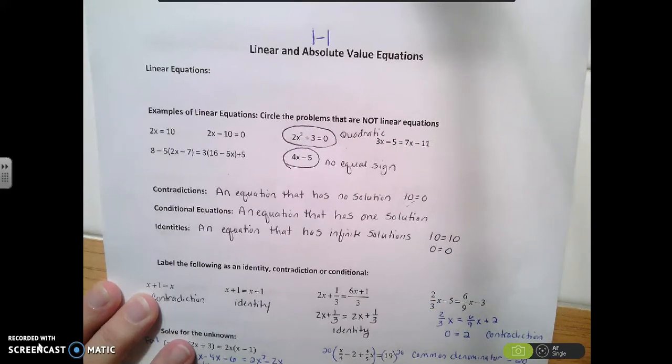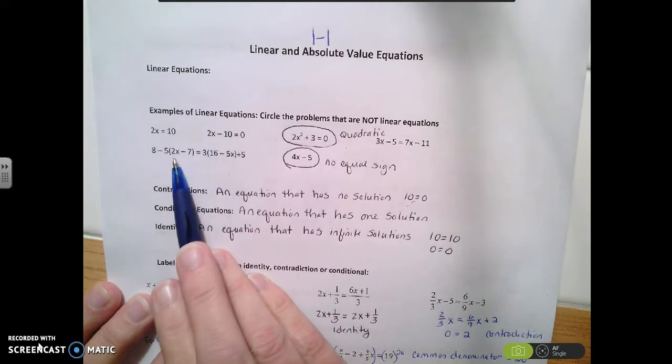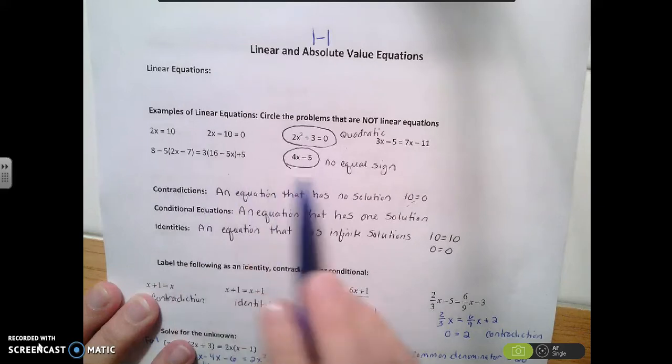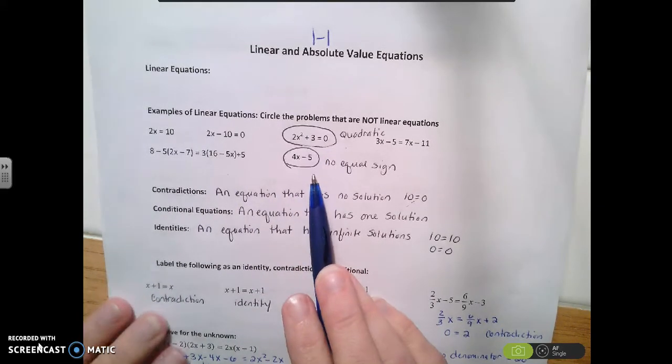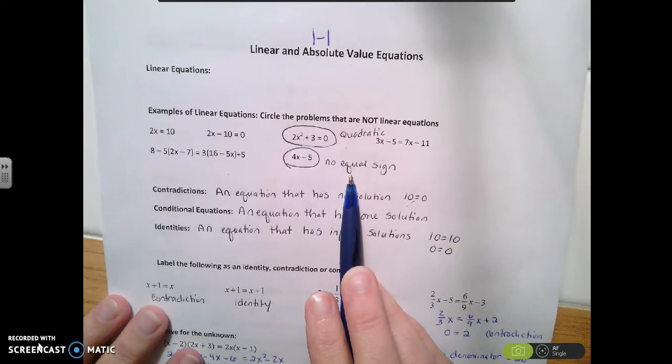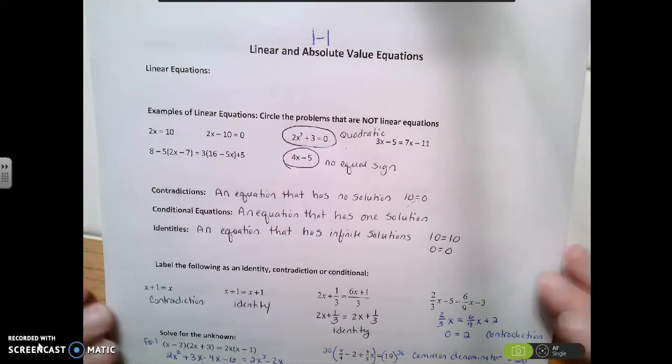Linear equations are equations where the exponent on any of the terms is no higher than 1. So this one would not be a linear equation. This one's not a linear equation because there's no equal sign. When you graph a linear equation, the graph that you will see will be a straight line, or, as in the absolute value case, two lines that converge.